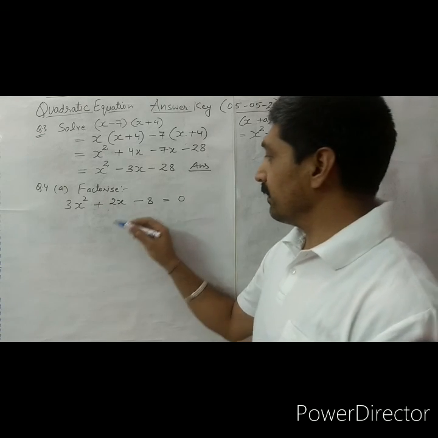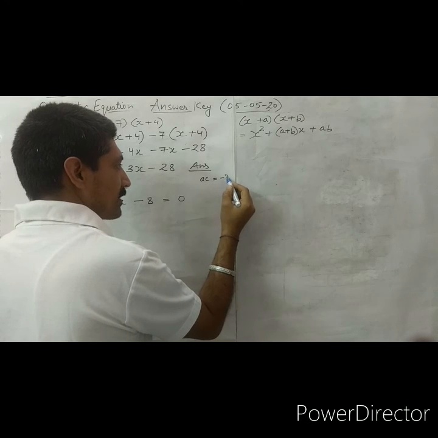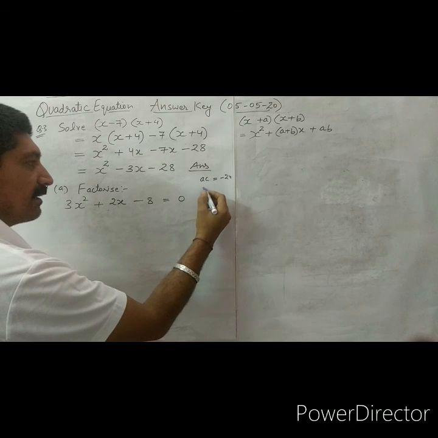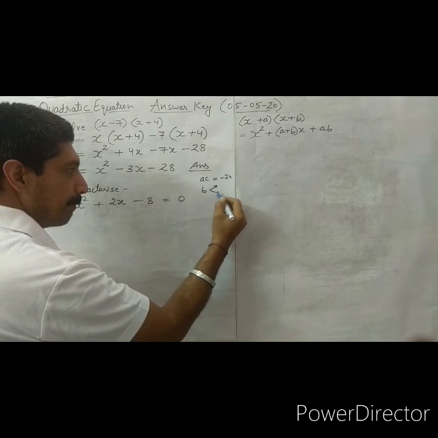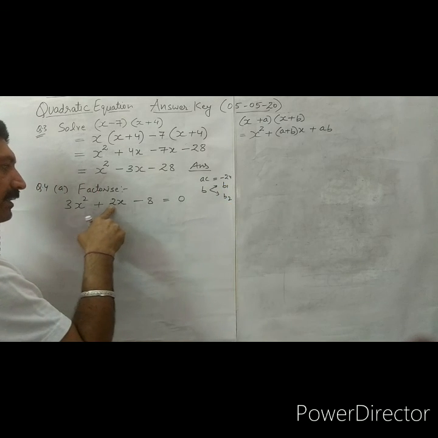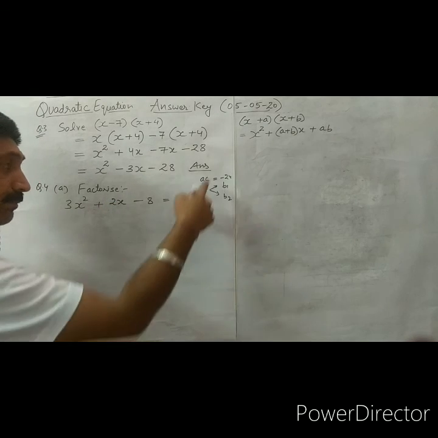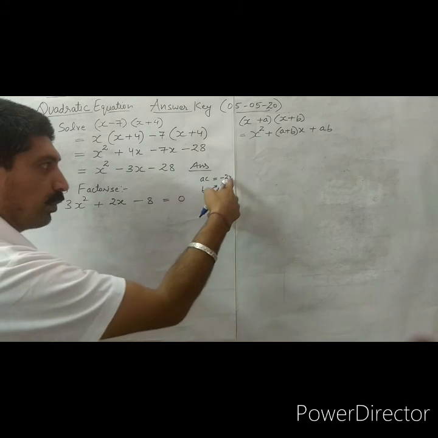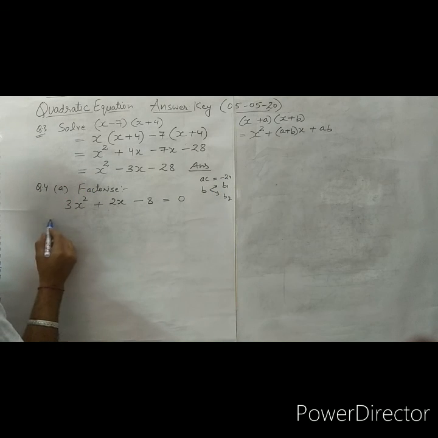So here a into c is equal to minus 24. We will divide b in two parts, b1 and b2, in such a way that their sum is 2 and product is minus 24. So by factorization of 24, we can find that.